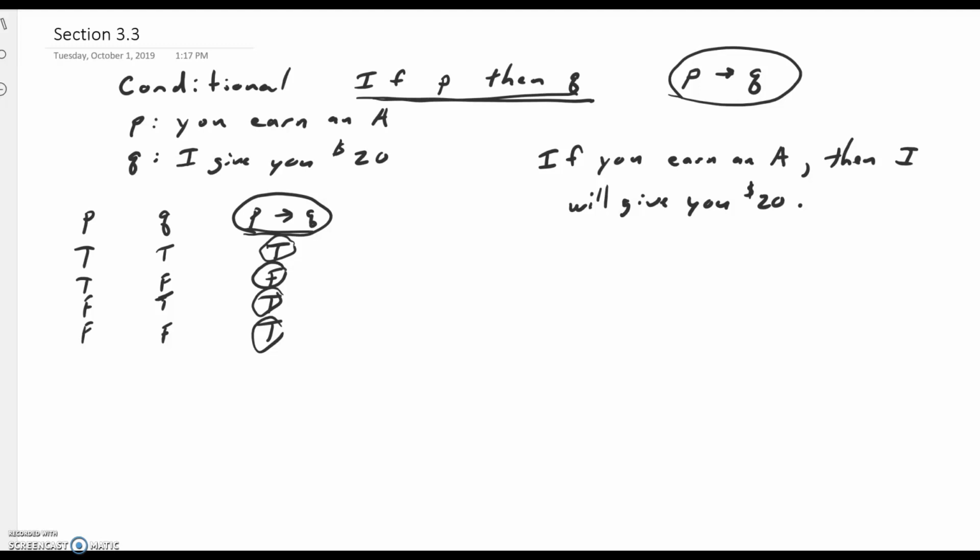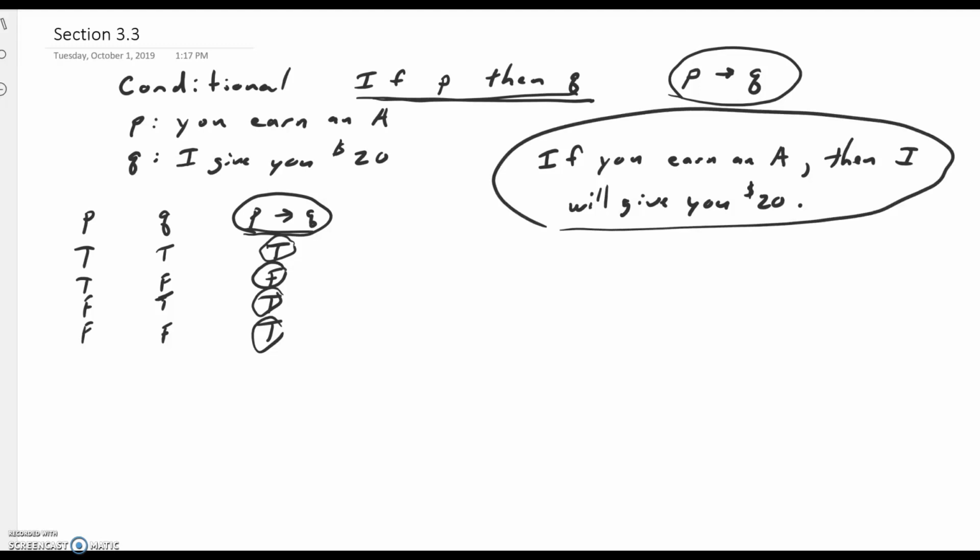So let's take a look at these. If in fact P and Q are both true, then in fact you earned an A and I gave you $20. Therefore, I've kept this promise that if you get an A, I'll give you $20. So that's true. That stands for a promise that's not broken. What about P being true and Q being false? That would mean you did earn an A, but I didn't give you $20. And that is a broken promise. I've broken my word. And there's the false.